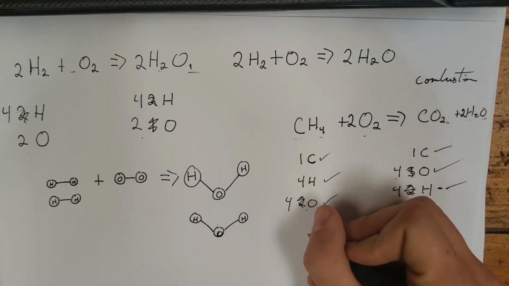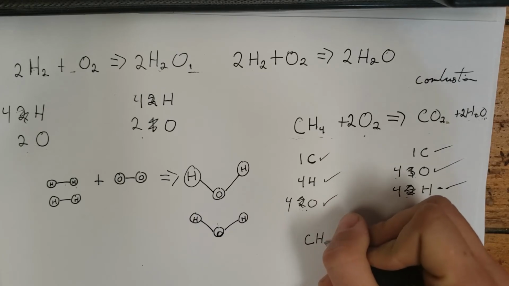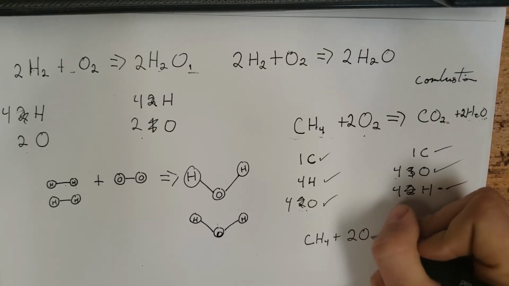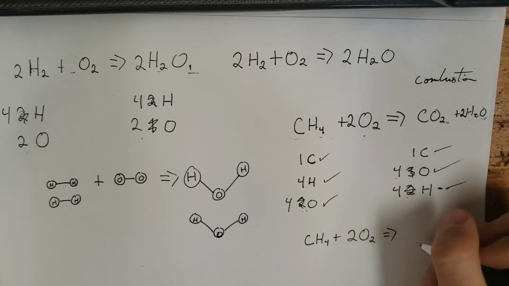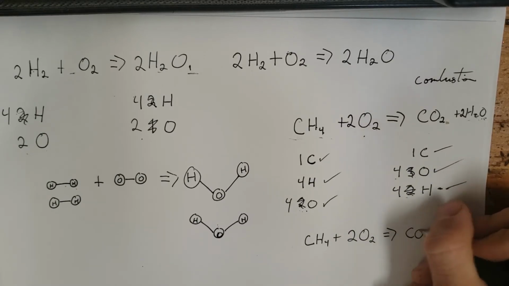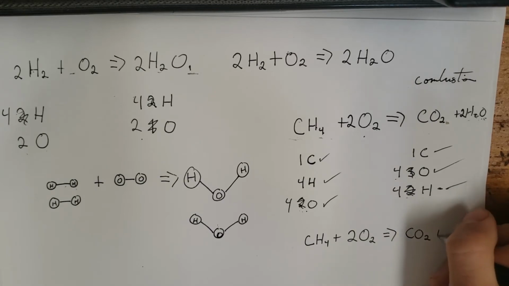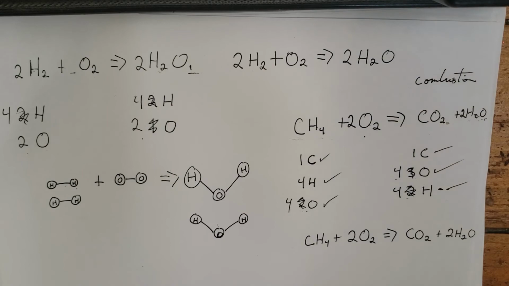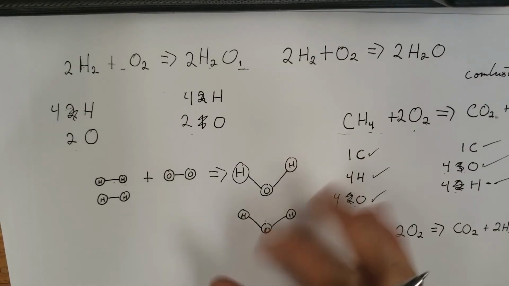So our final reaction should be 1 methane plus 2 oxygen forms 1 carbon dioxide and 2 water molecules. And that's how you balance chemical reactions. So there's a little bit of vocabulary I would like to go over just before ending this video.